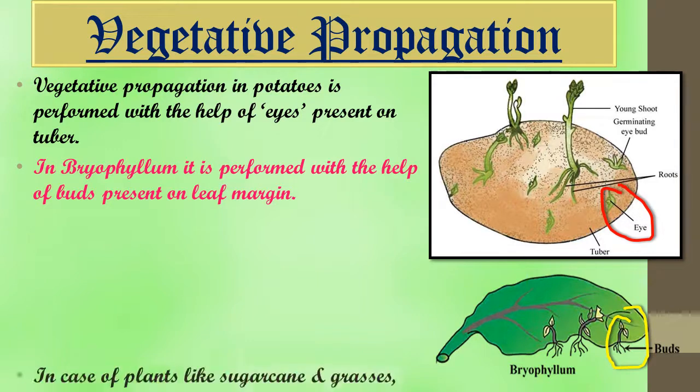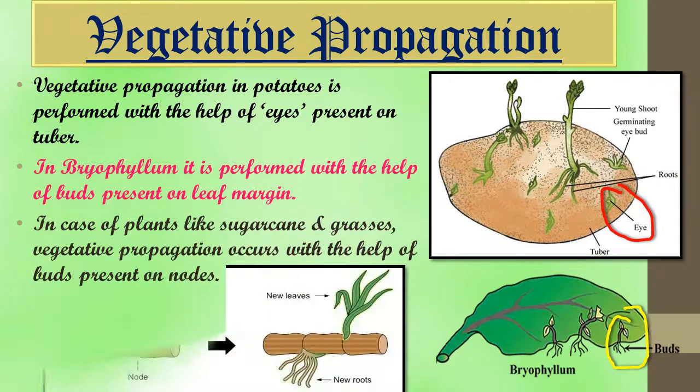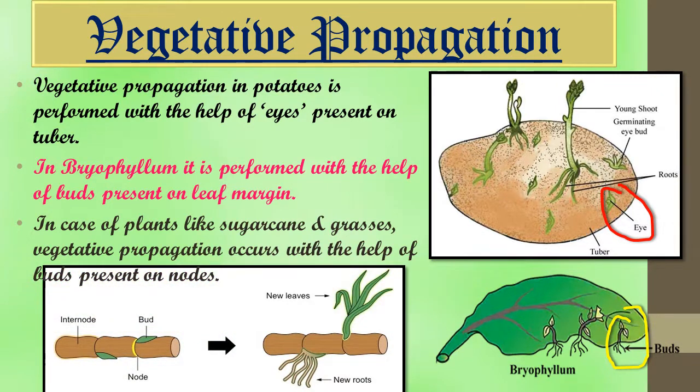The next example is plants like sugarcane and grasses, where vegetative propagation occurs with the help of buds present on the nodes. Nodes are the joints by which the leaves are attached to the stalk. You can observe the buds growing from the nodes of the sugarcane or grasses, and a new plantlet or new leaves can arise from the nodes, and you can also observe the new roots in the second part. These are the vegetative propagation in different plants.